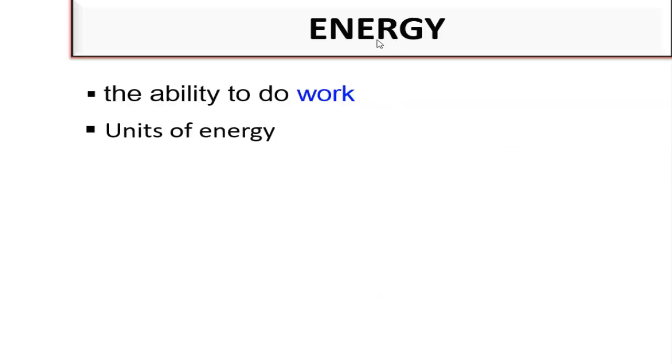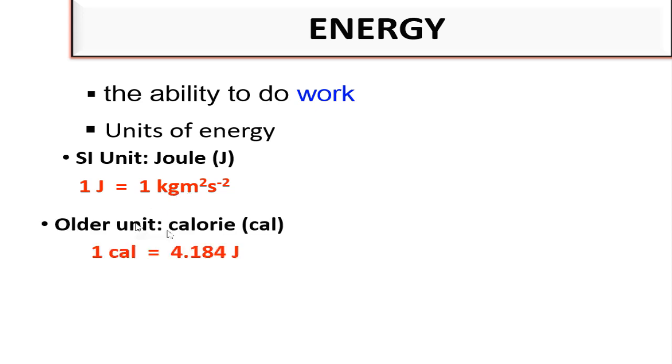Now, we need to know what is energy. Energy is the ability to do work. The unit is joule. Joule actually is equal to kilogram meter squared per second squared. Normally we use the unit joule or kilojoule, but you have to know there's another form of the unit of joule. Next, the older unit is calorie.